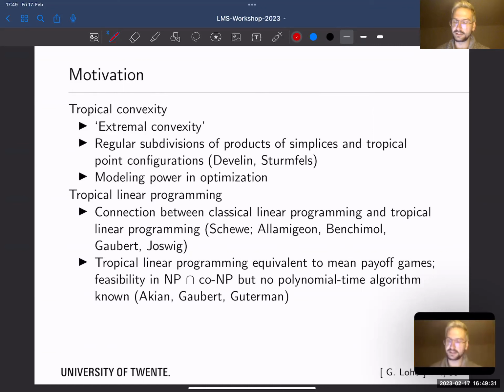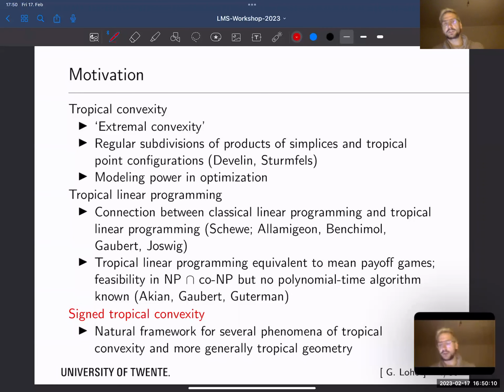And then there's the quite fruitful direction on tropical linear programming, because of its connection with classical linear programming. So there have been quite a few very nice contributions by Allamigeon, Benchimol, Gaubert, and Joswig, and actually also follow-up work by subsets and supersets of the authors. Another motivation comes from the equivalence of tropical linear programming with mean payoff games, because this has an interesting complexity status. So this was as a warm-up and to get an overview.